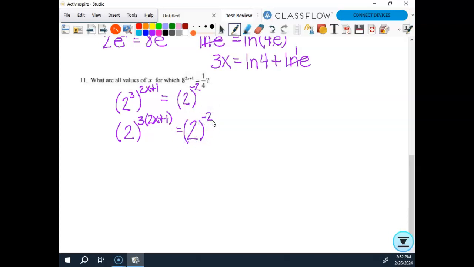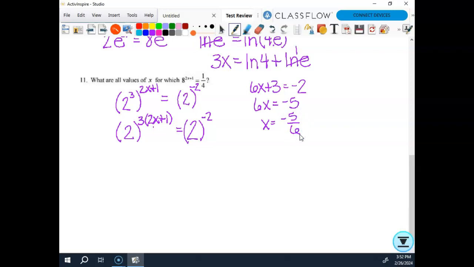Okay, so now that I have common bases, I can drop the bases. When I do that, I'm going to distribute this. So this is going to give me 6x plus 3 equals negative 2. So 6x equals negative 5, and x equals negative 5/6.